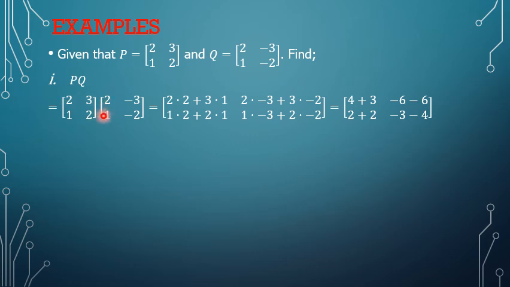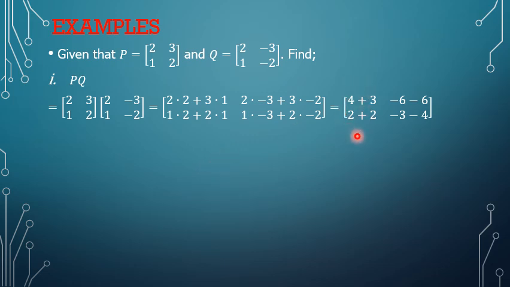plus 3 times 1. You get 4 plus 3. Again, it will be 2 times negative 3 plus 3 times negative 2. That gives negative 6 plus negative 6, which is the same as negative 6 minus 6. And then for the second row, it will be 1 times 2, that is 2, plus 2 times 1. It will be 2 plus 2. And then it is 1 times negative 3 plus 2 times negative 2. You get negative 3 plus negative 4, which is the same as negative 3 minus 4.